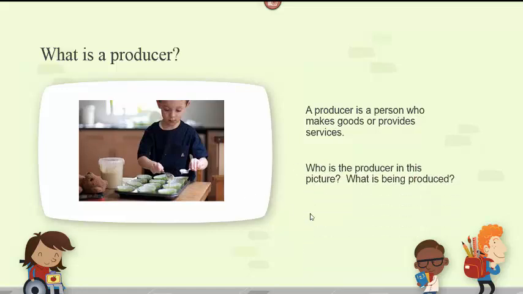Who is the producer? That's right, it's the little boy. And what is being produced? Yeah, some yummy cupcakes or muffins. You can see in the picture that he is making the cupcakes or the muffins. He's putting the batter in the holder. So he is making something, so he is a producer.